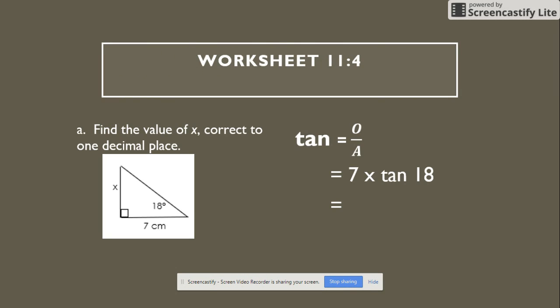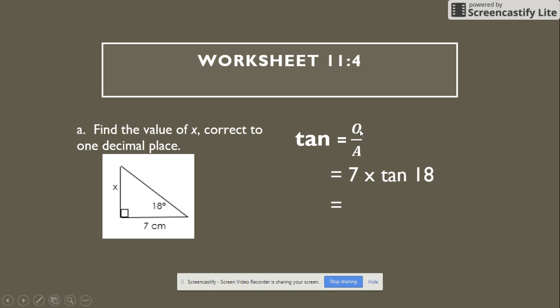All right, so starting off with worksheet 11.4. Find the value of x correct to 1 decimal place. So in this diagram, you can see we don't know what the height of that is. We know that this is 18 and we know that this is 7. What sides are we talking about here, guys? So we know that's the hypotenuse, but there's no information there, so we don't need it. We're talking about, where's our angle? Our angle's here. So this is our adjacent and this is our opposite. So O over A, we know that it's tan.